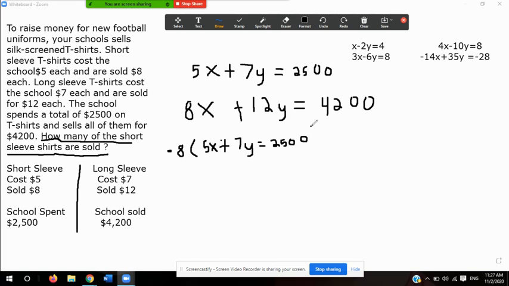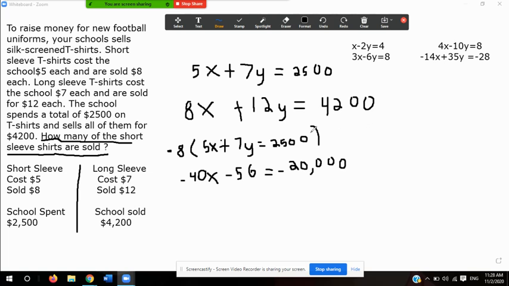If you multiply negative 8 times 5, that's going to equal negative 40x. And if you multiply negative 8 times 7, I'm sorry, 8 times 7 is going to equal negative 56y. So negative 56y. And if I multiply negative 8 times 2,500, that is going to equal negative 20,000. So I have the first one.